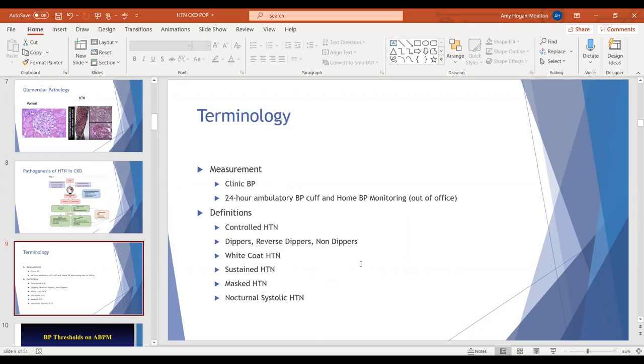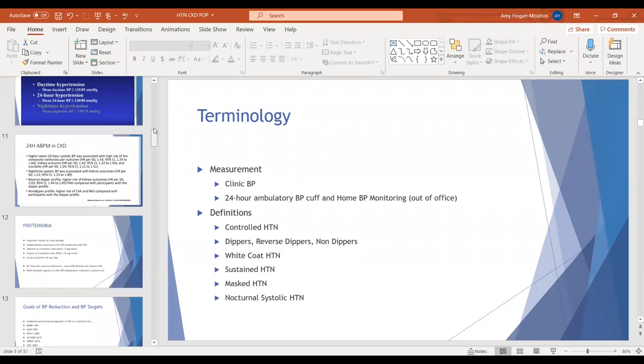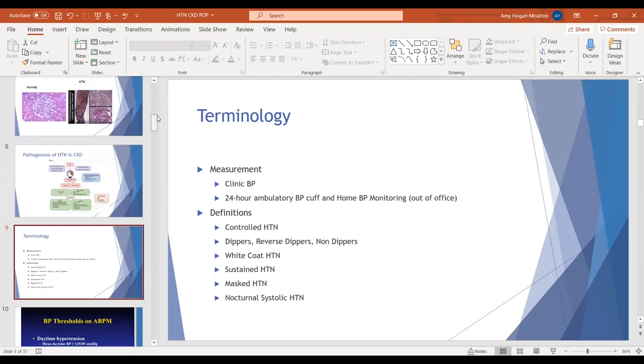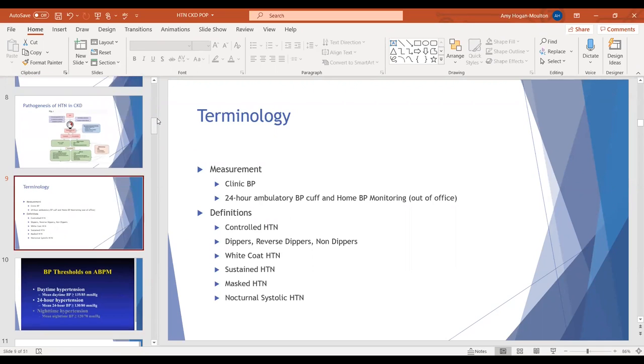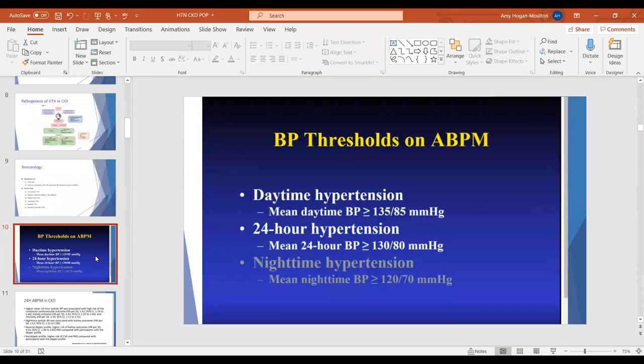And then the nocturnal systolic hypertension, they're fine all day and then not. So it's a lot of terminology. I only say that because when you read some of these things, some address some terms and don't address others, but really at the end of the day, most of us can just deal with what we've got in the office.